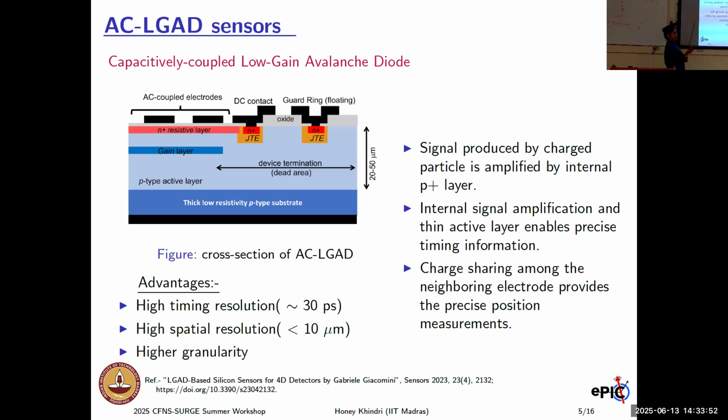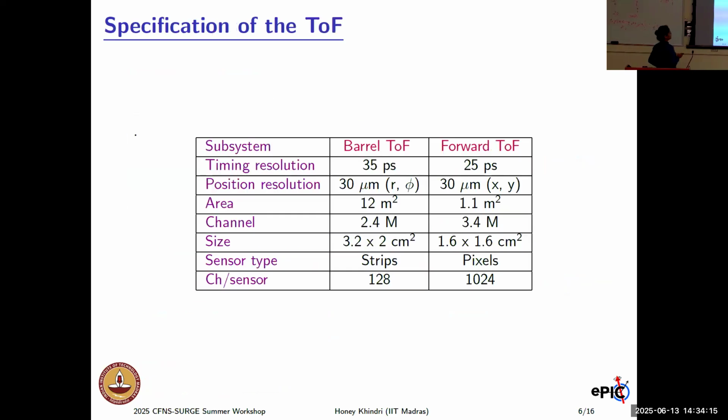This is supposed to be thinner so that the electron can cross it in minimum time, so that the timing resolution can come further down. But you cannot just thin it arbitrarily, so you need to optimize lots of things. This is one of the specialties of AC-LGADs: you can get high timing resolution along with spatial resolution. So these are just the specifications of the time of flight.